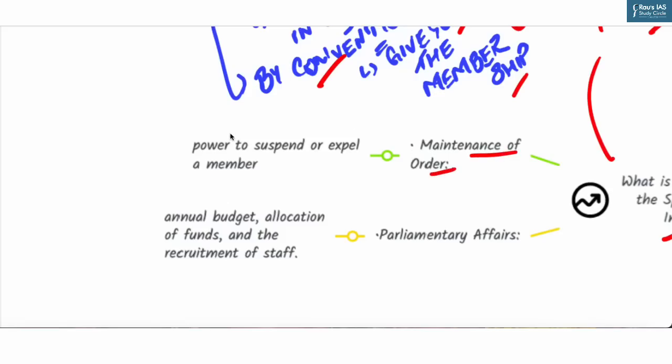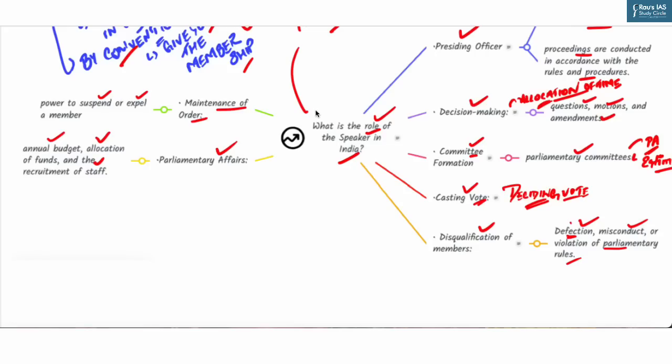The Speaker has the power to suspend or expel a member who violates the rules of the House or behaves in a disorderly manner. Next is role with respect to parliamentary affairs. The Speaker is responsible for the administration of the Lok Sabha or state legislative assembly, including the preparation of the annual budget, allocation of funds, and recruitment of staff. So here we can see the Speaker plays a crucial role in ensuring the smooth functioning of the parliament or state and maintaining the integrity of the democratic process in India.